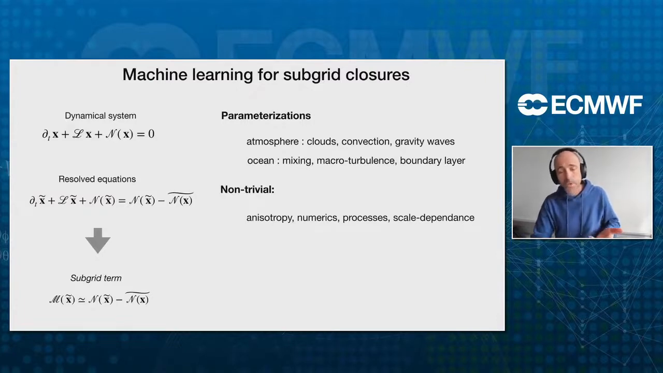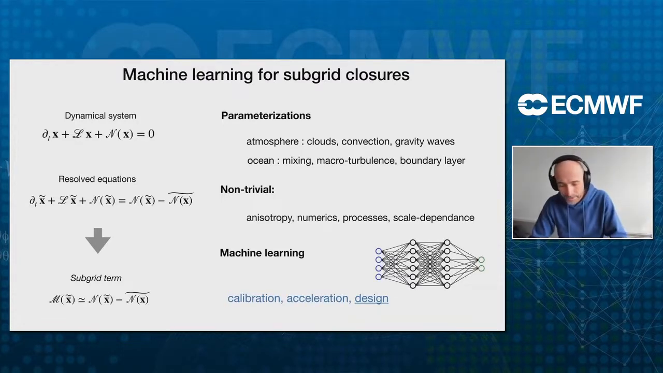It's a non-trivial and tricky problem because of its interplay with the numerical discretization, the number of processes we need to account for, the anisotropy of the grids we're playing with, and the scale-dependent nature of those processes. This has attracted attention over the years, and recently approaches with machine learning have mostly been trying to either calibrate existing closures or accelerate their execution with emulation. Here we're going to talk about designing subgrid closures from data.